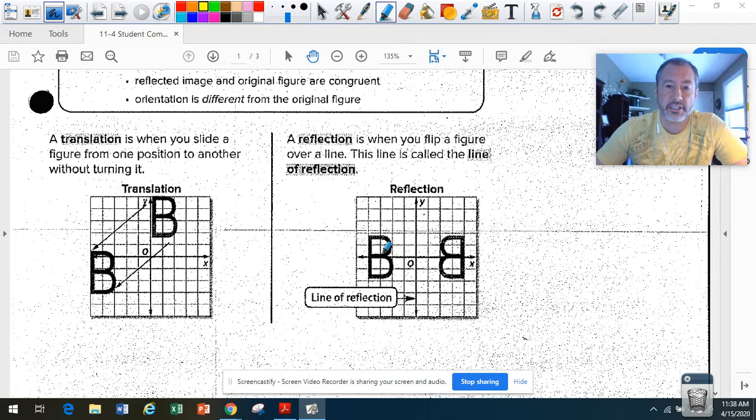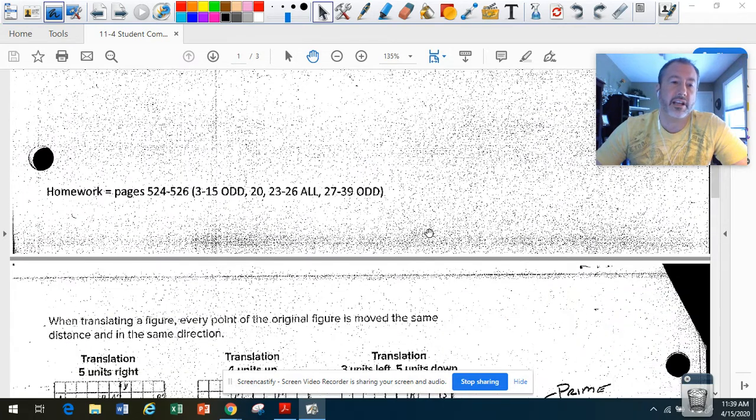So what we originally did, we started out with the B over here on the left side of the y-axis. We flipped it to a mirror image over on the right side of the y-axis. And as you see, they are still the same size and same shape. It's just that the orientation is different. Okay, let's continue on to the second page here.